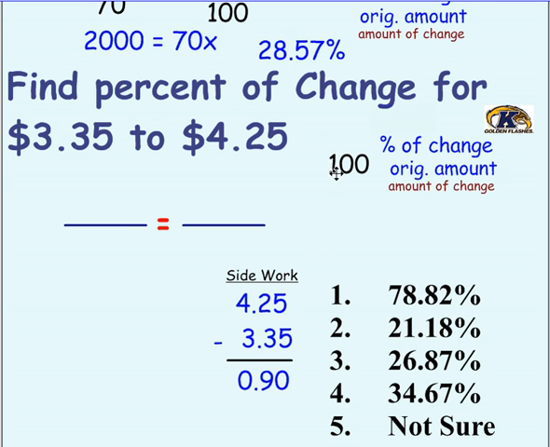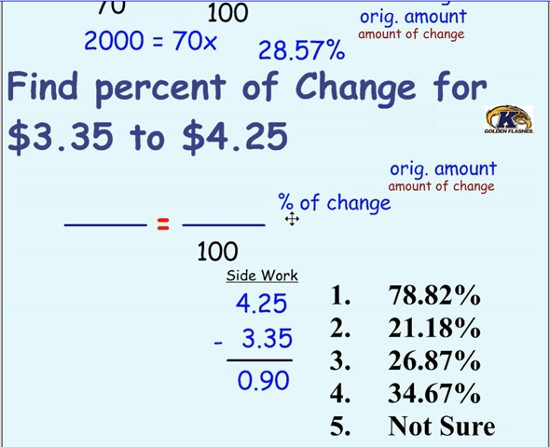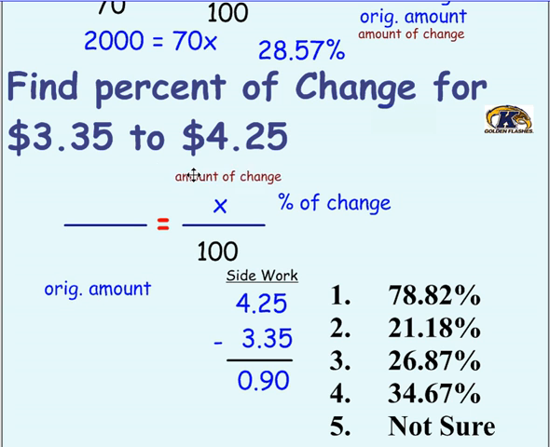So how do I set up the problem? Just drag in the 100. My percentage change is going to go on top. I don't happen to know what it is off the top of my head, so I'm going to put an X right here. My original amount, top, bottom, I believe it goes on the bottom, and then my amount of change goes on top. So let's see, what did I start off with? I started off with $3.35, so that's going to go on the bottom.